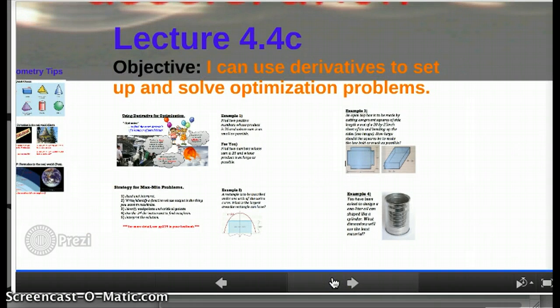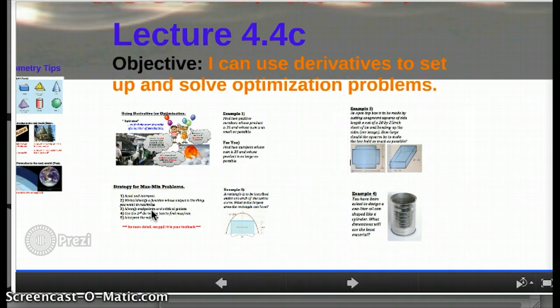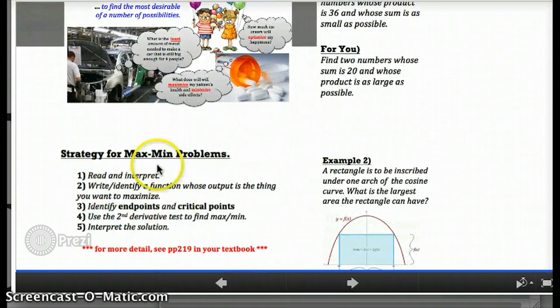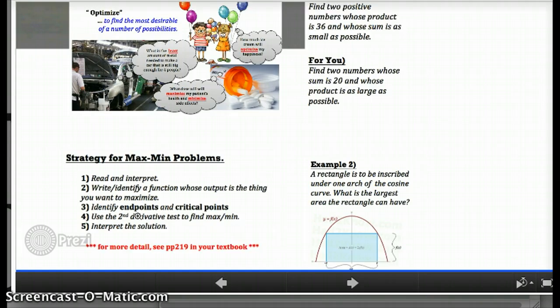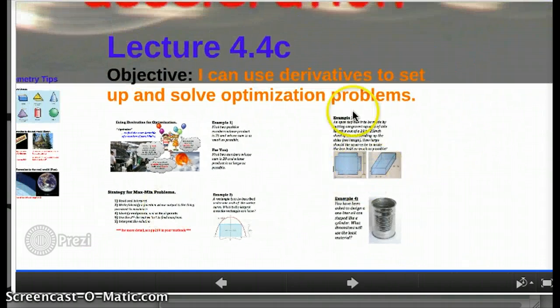By now you should be pretty comfortable using derivatives to set up and solve optimization problems. You should know by heart the steps that we talked about, and you should be able to identify what makes something an optimization problem. We will continue to practice, especially the geometric skills, and we'll do a bunch more examples in class.